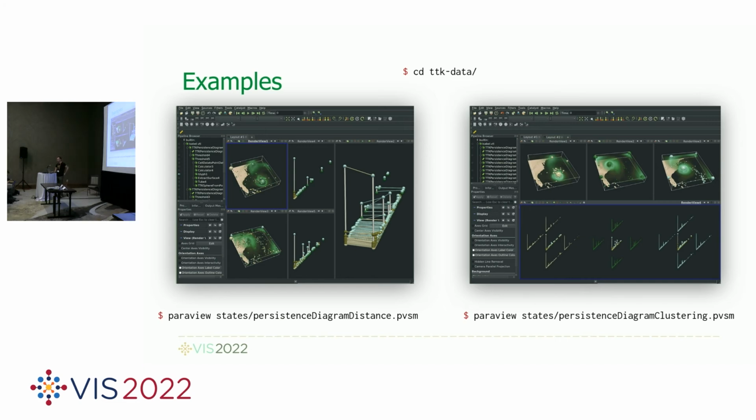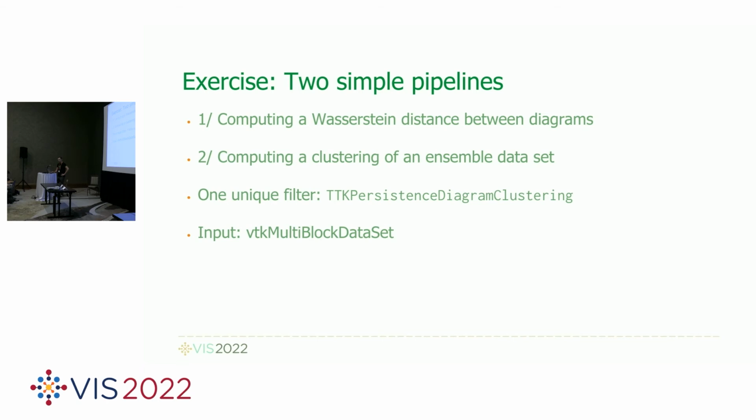There are two examples in the TTK data folder that you can play with, and it's about some data analysis of an ensemble data set of a hurricane simulation, where you have 12 time steps that are classified into 3 clusters. So there is one example about the computation of distances between 2 members, and one about the clustering, k-means clustering performed on the whole ensemble. So I will just present a little demonstration.